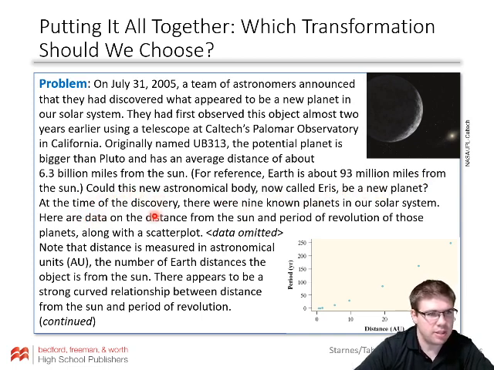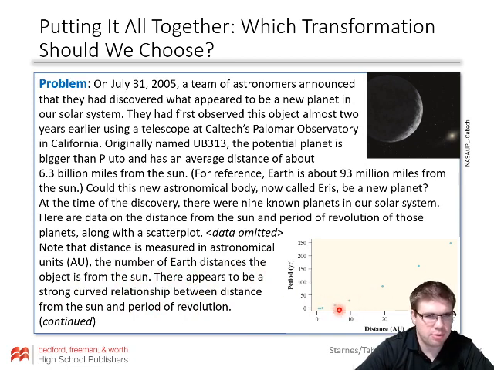Could this new astronomical body, now called Eris, be a new planet? At the time of the discovery, there were 9 known planets in our solar system. Here are data on the distance from the sun and period of revolution of those planets, along with the scatter plot. They left out the data, but they got the graph here. Note that distance is measured in astronomical units, the number of Earth distances the object is from the sun. There appears to be a strong curved relationship between distance from the sun and period of revolution.